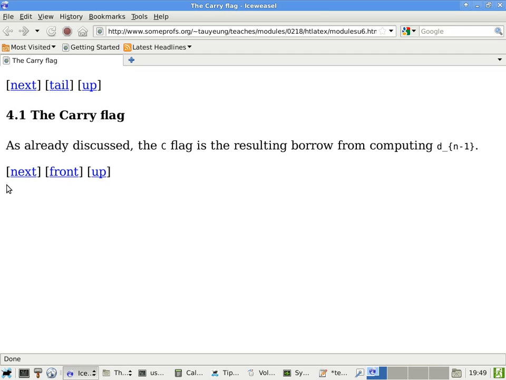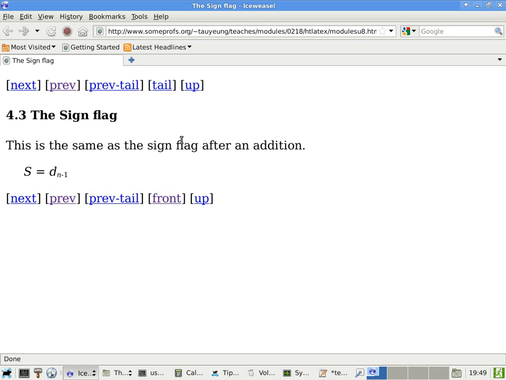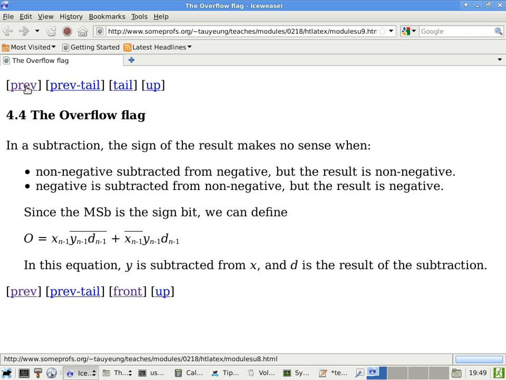And the next one is the zero flag, and guess what? It does not change. The definition stays exactly the same. You're taking a disjunction of all the bits of the result of a subtraction and you negate it, which means it is exactly the same meaning as in addition. That part does not change. The sign flag does not change either. It is just the most significant bit of the result. That part does not change. The overflow flag does change. This is the one that is changed.